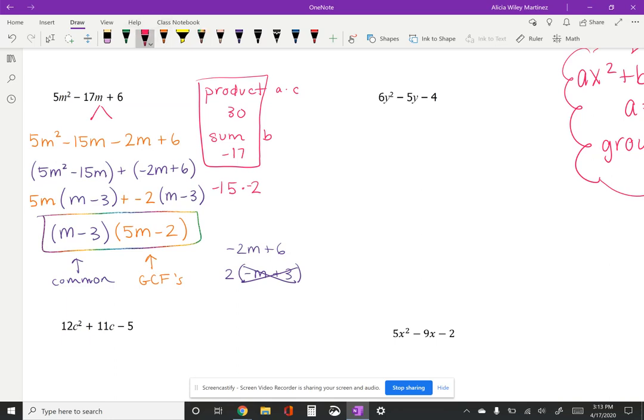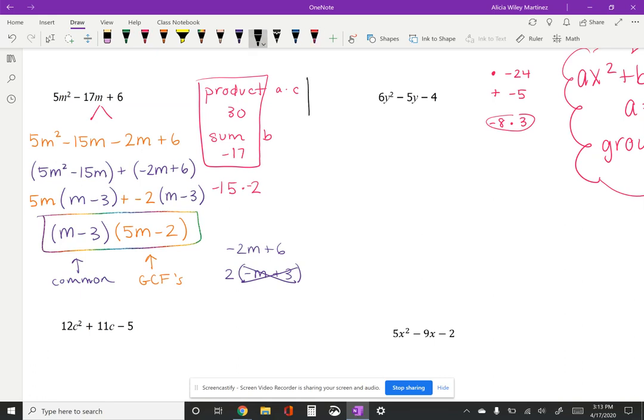In the next example, I'm looking for something that has a product of negative 24 and a sum of negative 5. So what's going to work for that is going to be 8 and 3. And again, the product has to be negative and the sum has to be negative. So therefore you want the bigger number to be negative. If you make the 3 be negative and the 8 positive, you'll get a positive 5 when you add them. So then this is my sum that's going to allow me to split up negative 5y.